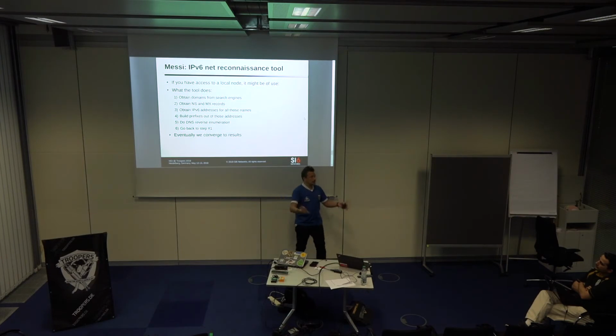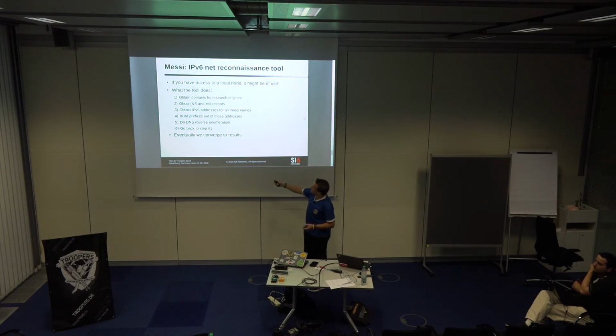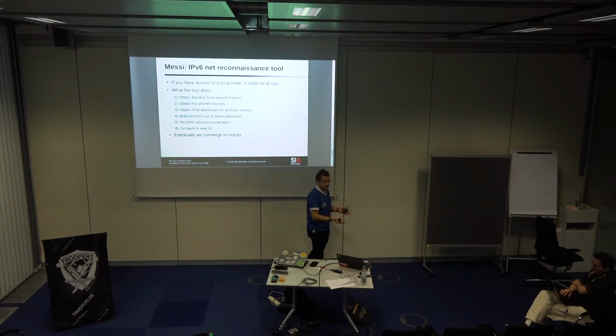Because why? You might already have a bunch of DNS names for which you don't have MX records, NS records, or anything. So you get those MX and NS records. Then again, you get the IPv6 addresses, you build prefixes, you do DNS reverse enumeration again, and you go over and over again. So the idea is that at some point, you get to a point in which you don't get any new results. So you stop discovering stuff. So you already go through the same results. So that's what essentially this tool does.